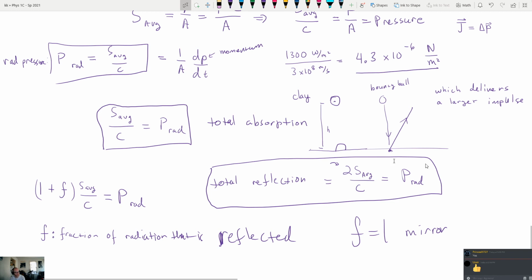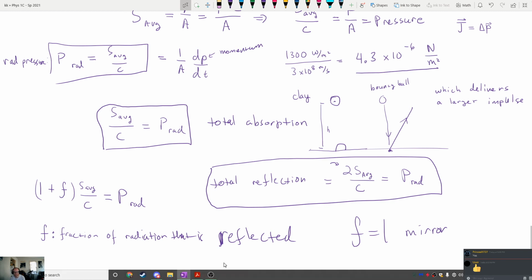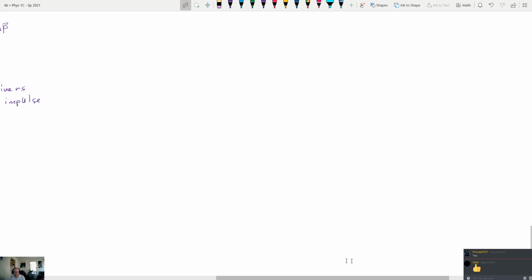Does that make sense? Okay. So f is obviously going to be a number between 0 and 1. I have one more problem we're going to do.